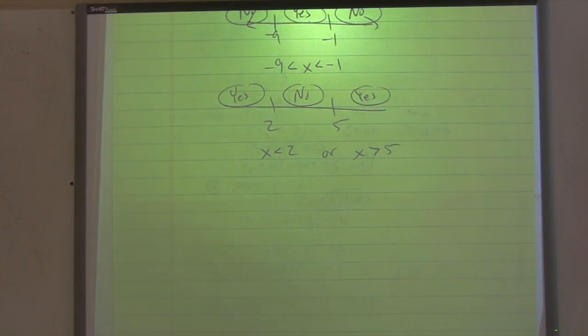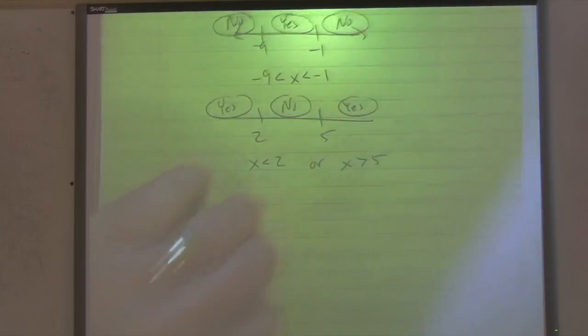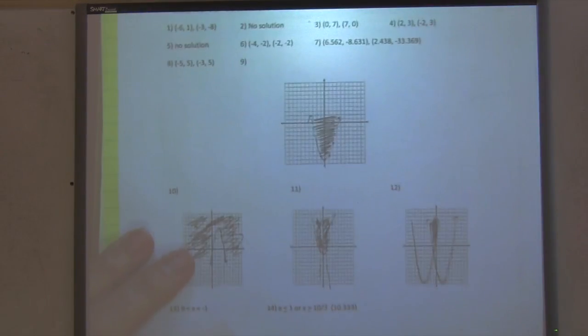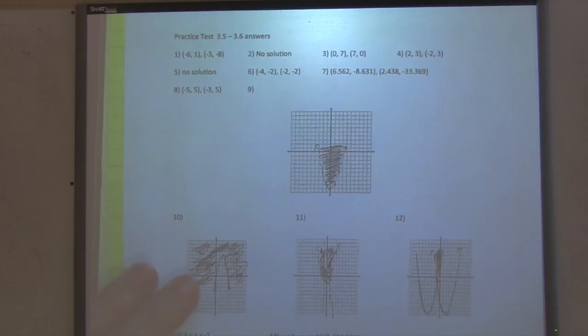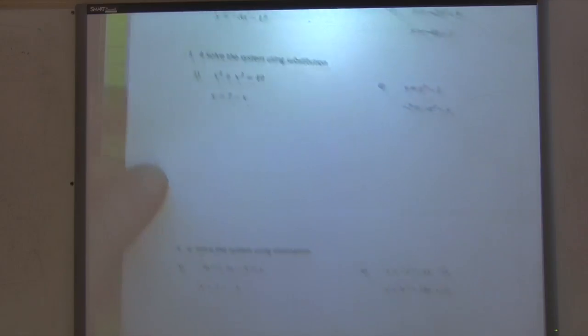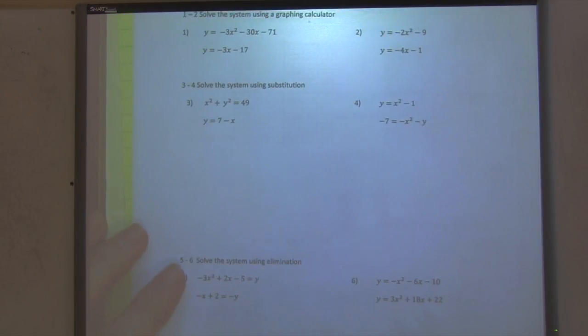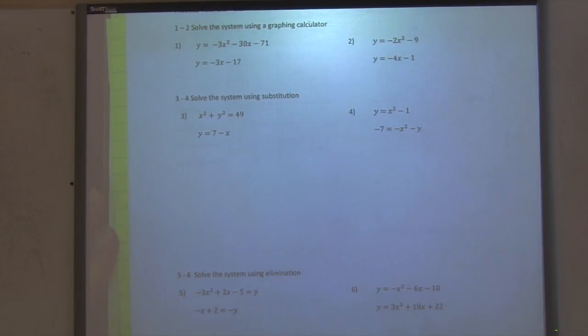But that's the review for 3.5 to 3.6. Hopefully that helped. Again, you should have the answer sheet, but in case you don't, these are the answers. So you can see those. You can pause it after you get your review done so you can check your answers. Again, if you don't have the review, this is the review, the practice test, so you can, again, pause the video here to write those down.